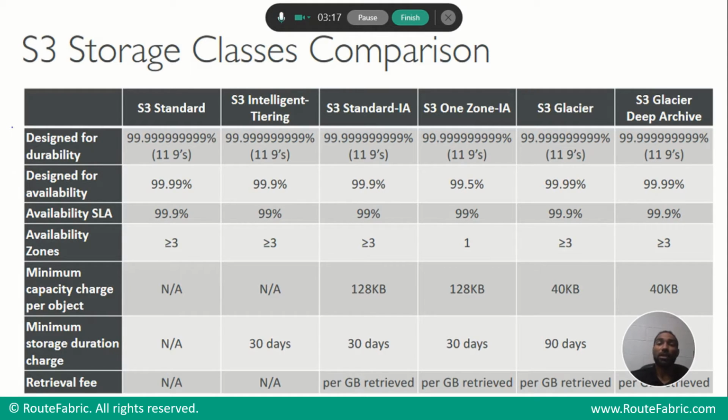S3 Glacier is if you intend to save data and information for at least 90 days, because that's how you will be billed. It's saved to at least 3 different availability zones. It's still durable, and also if you want to retrieve it, there's a retrieval fee.